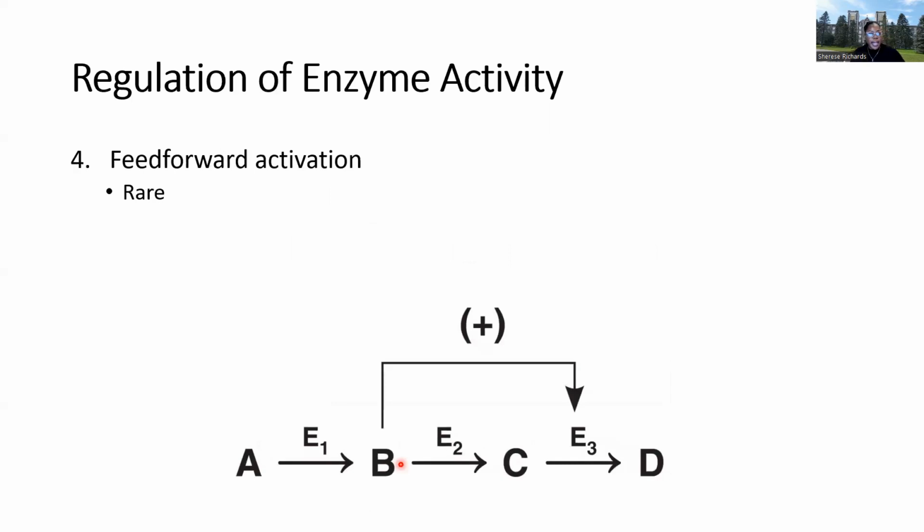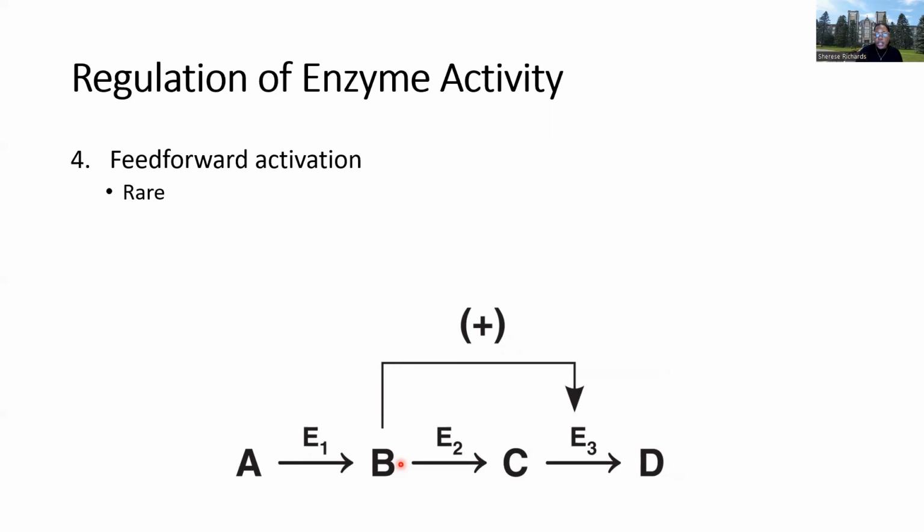Right. Now, the last one is feed forward, and feed forward is very rare. It's very rarely found throughout the body. The more common regulation is going to be feed backward, so backward feedback or inhibition. And so feed forward is going to be activating the enzyme that needs to increase more of that product.